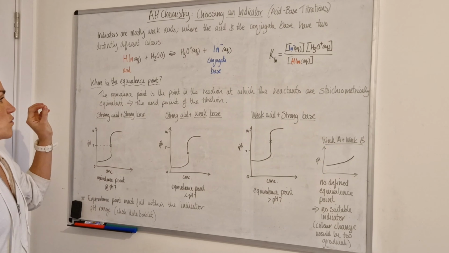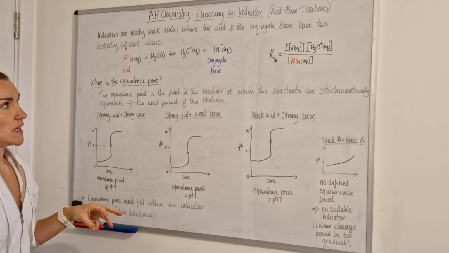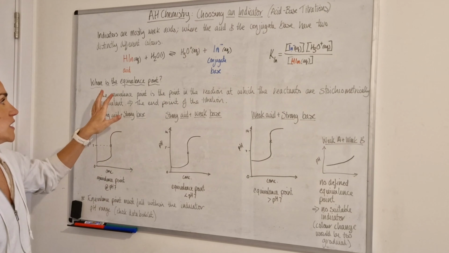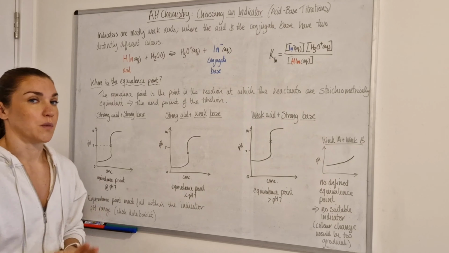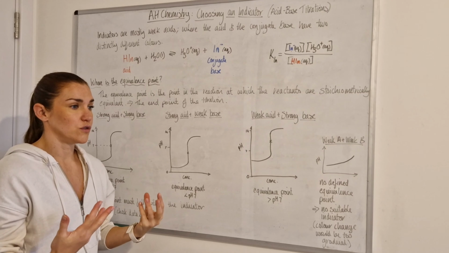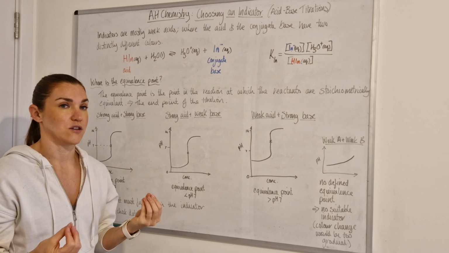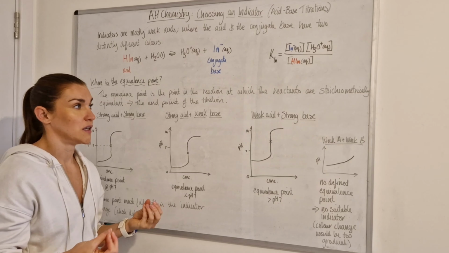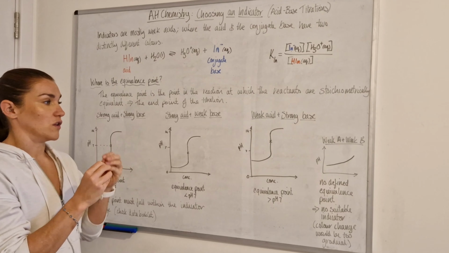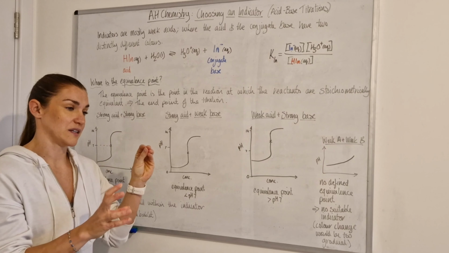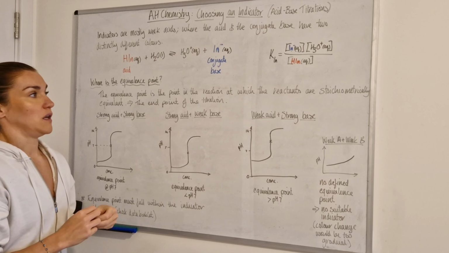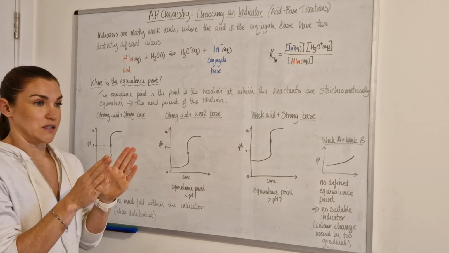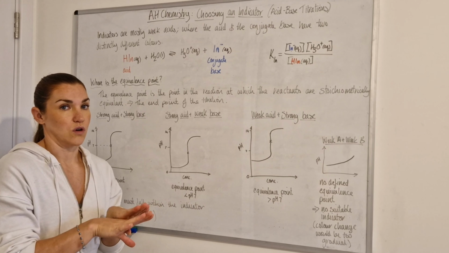So when it comes to selecting an appropriate indicator for an acid-base titration, you're really needing to ask yourself where the equivalence point is. So the equivalence point is the point in the reaction that your two reactants are stoichiometrically equivalent. So that means that you've got enough moles of the acid to completely neutralise the alkali, or vice versa. Okay, and it needs to be equivalent on the stoichiometric ratio of the equation.